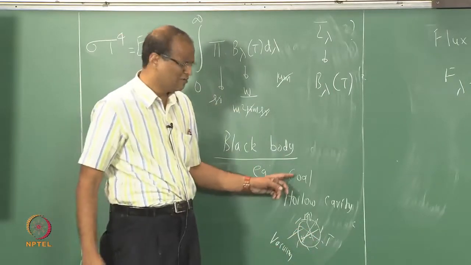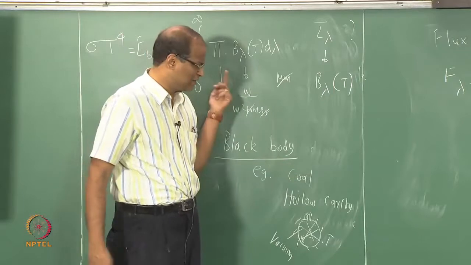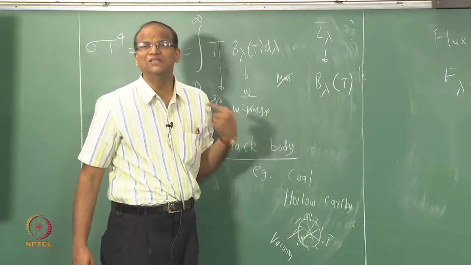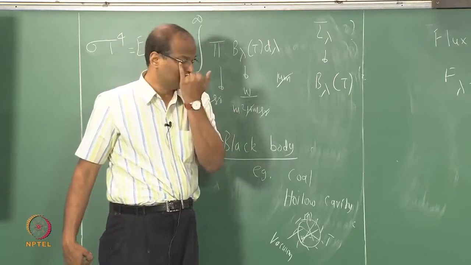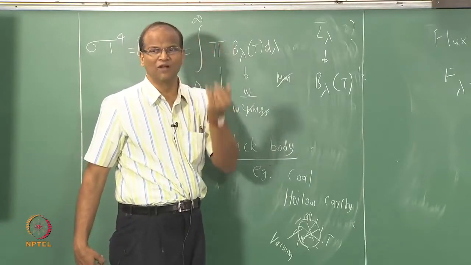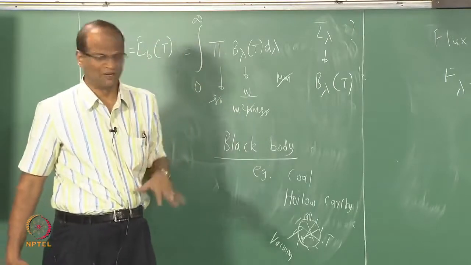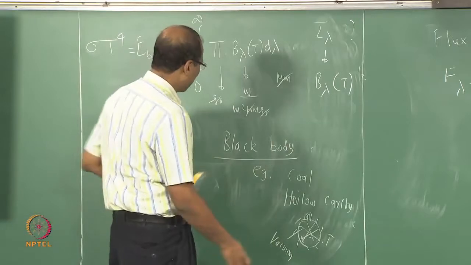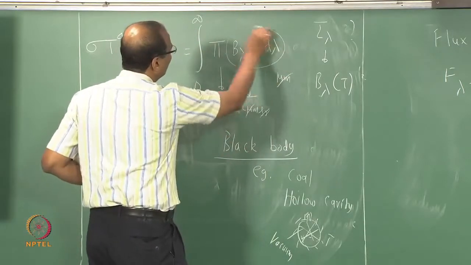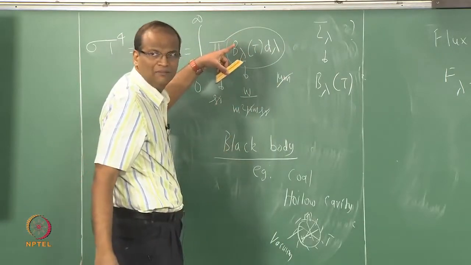A real body is defined by a quantity called emissivity. If emissivity is equal to 1, we will say it is a black body. Rather, the emissivity of a real body is the emission of a real body divided by the emission of a black body at the same temperature and wavelength. So these are some of the examples. And for this black body, the I lambda for emission is the B lambda.